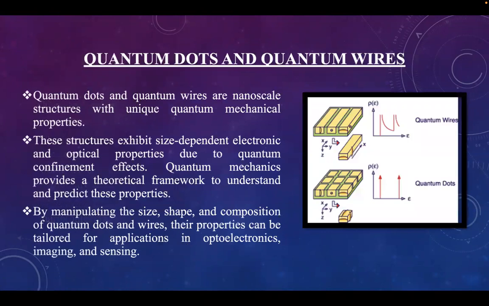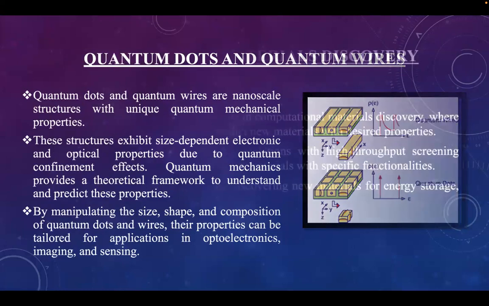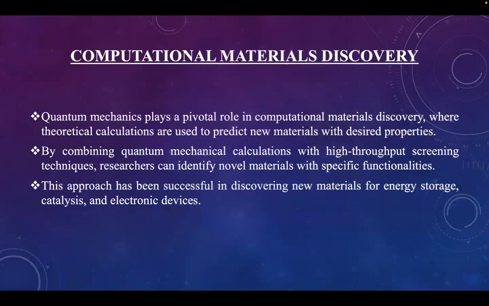Quantum dots and quantum wires. Quantum dots and quantum wires are nanoscale structures with unique quantum mechanical properties. These structures exhibit size-dependent electronic and optical properties due to quantum confinement effects. Quantum mechanics provides a theoretical framework to understand and predict these properties. By manipulating the size, shape, and composition of quantum dots and wires, their properties can be tailored for applications in optoelectronics, imaging, and sensing.